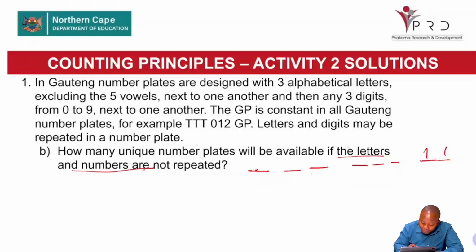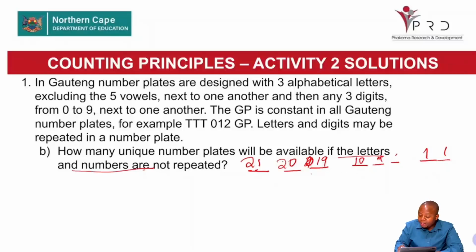Right, we're proceeding now. We have 21 on the first trace. I take 1. I'm not replacing. That means I will have 20 for the second one. I take 1 again. I'll have how much? 19 for the third option. I'll have 19 there. Numbers not repeated. I have 10 numbers initially. When I take 1 number, I remain with 9.